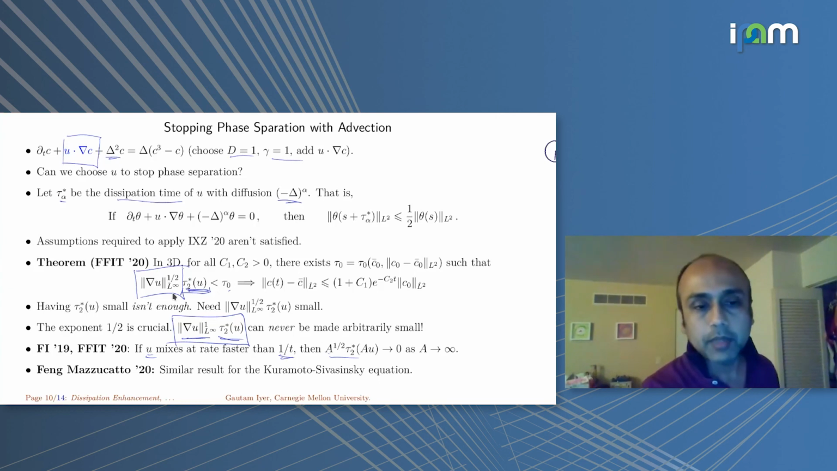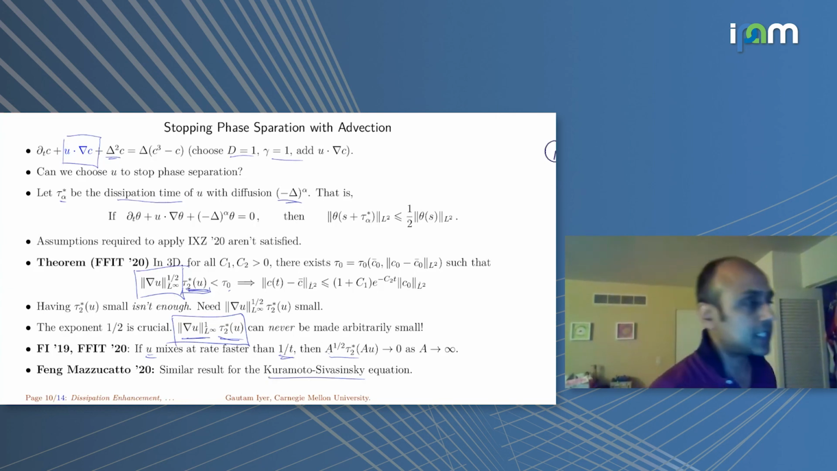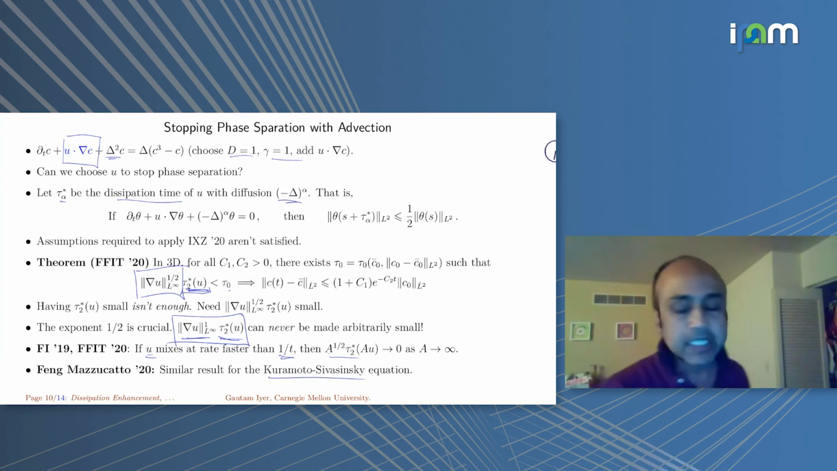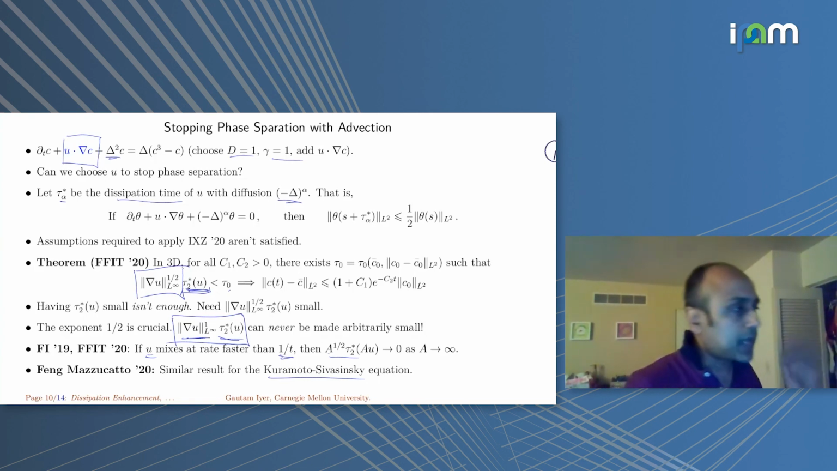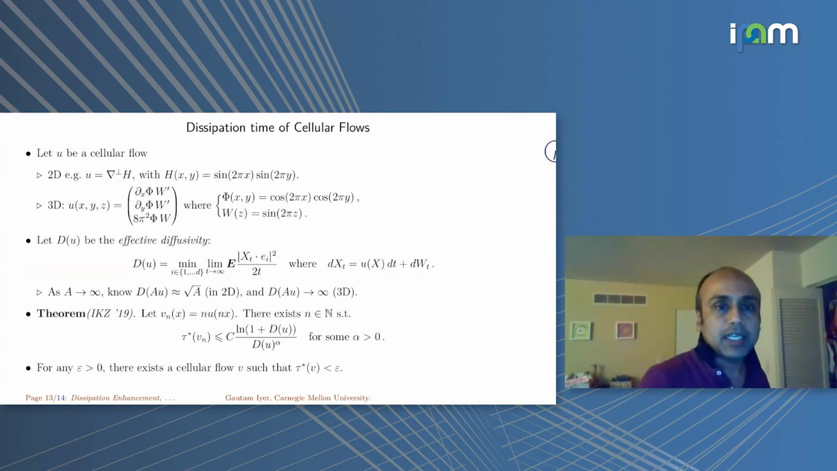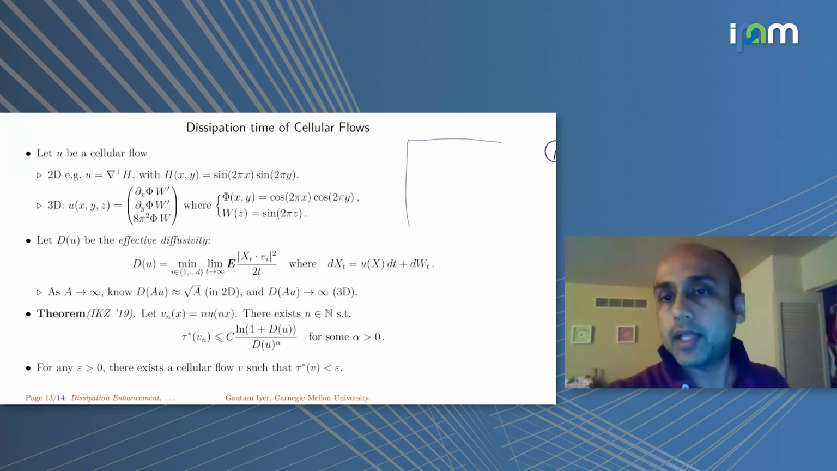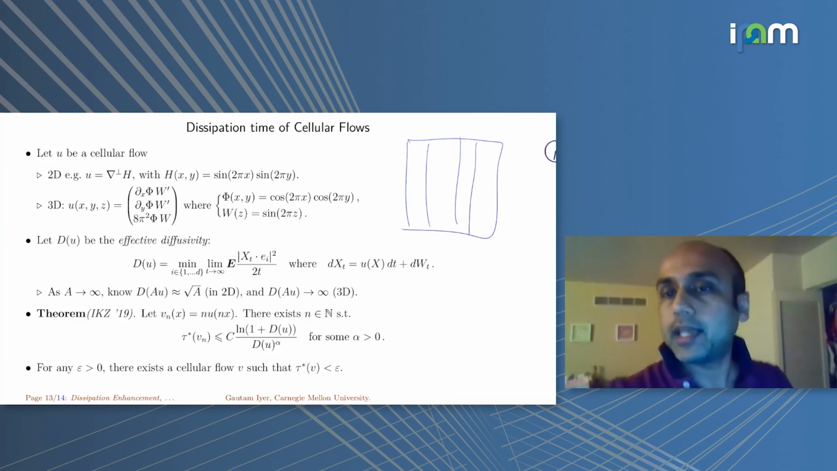There was also a similar result by Anna and Yuanyuan Feng for the Keller-Segel equation. I was going to go through the proof of this, but I'm out of time, so let's not do that. Let me just mention, I promised that for cellular flows, we have a bound. I don't know if I want to go through this bound in detail, but what's a cellular flow? Well, a cellular flow basically looks like this.